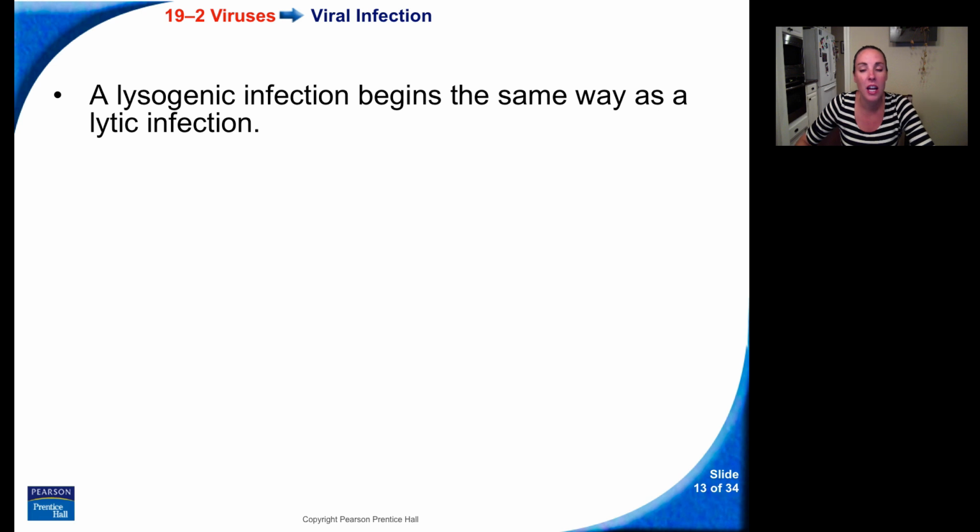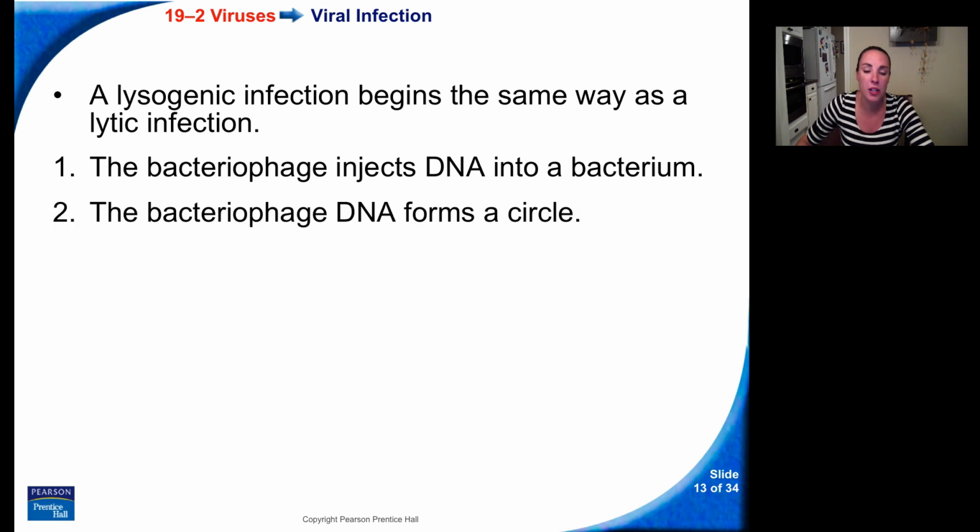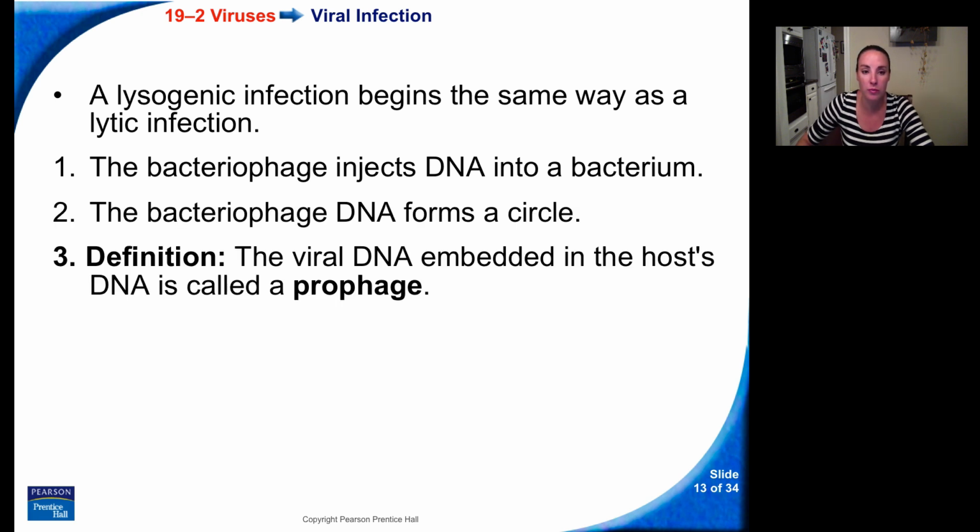so that it'll keep making the DNA of the virus. It begins in the same way as a lytic infection. The bacteriophage injects DNA into the bacterium, and the bacteriophage DNA forms a circle.